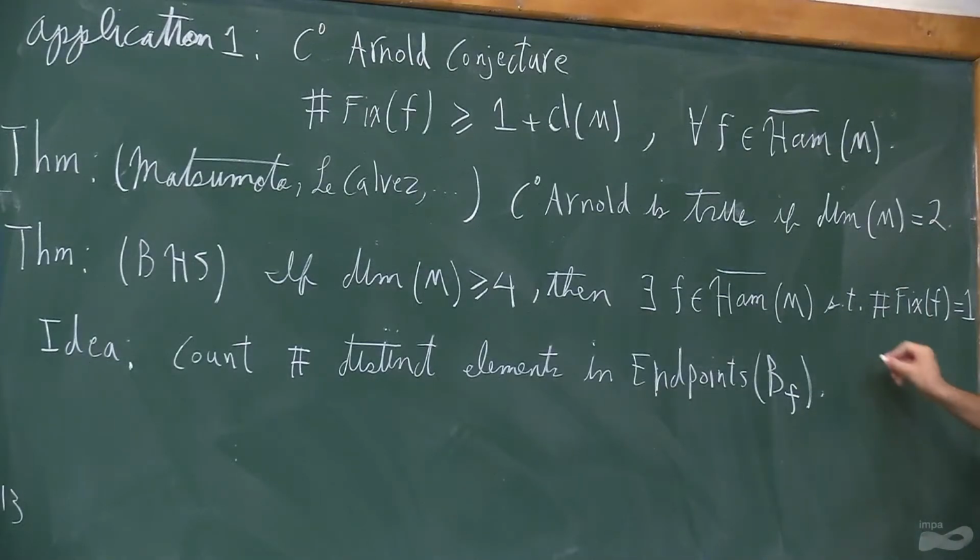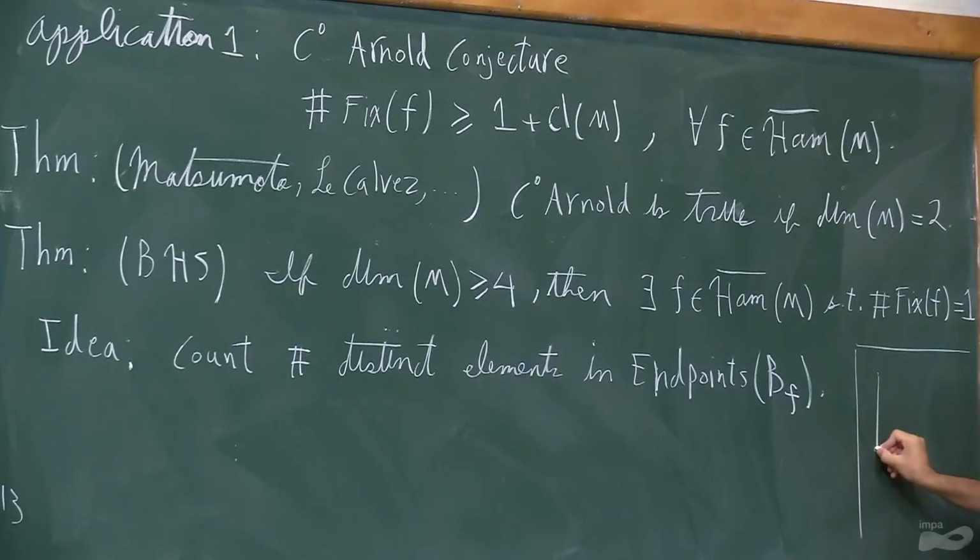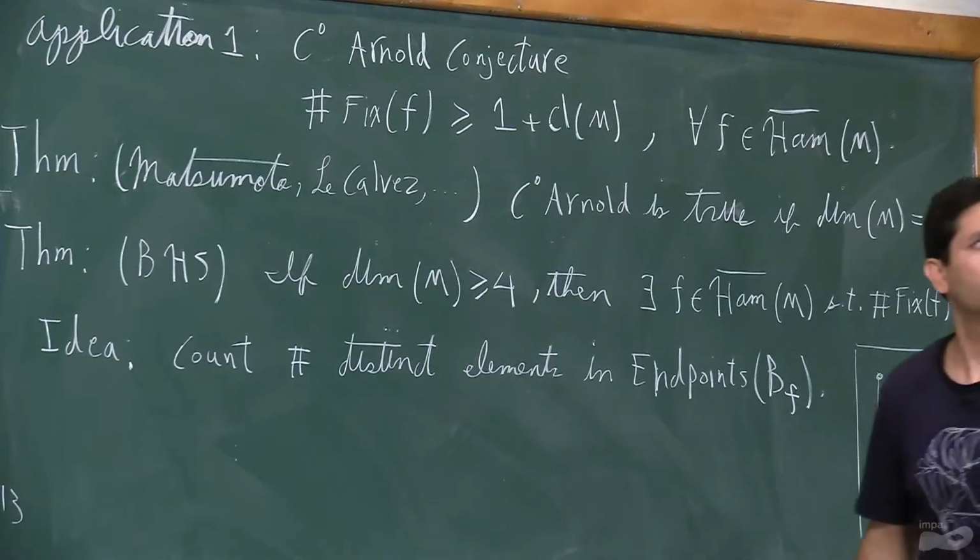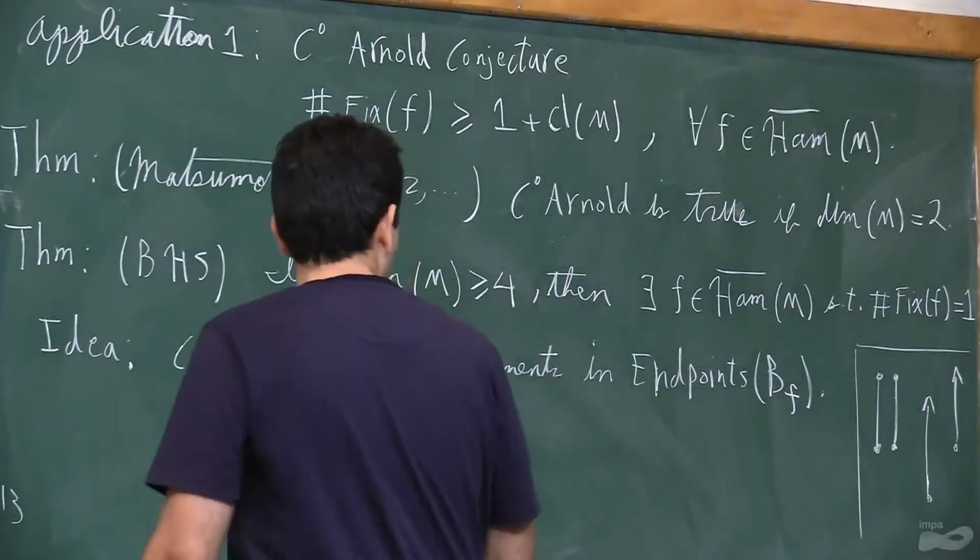So what I mean by distinct is here. Suppose the barcode looks like this. There's going to be at least 2 like this. Then I see 1, 2, 3, 4. Okay, not 5, not 6. So I see 4 distinct elements in there.